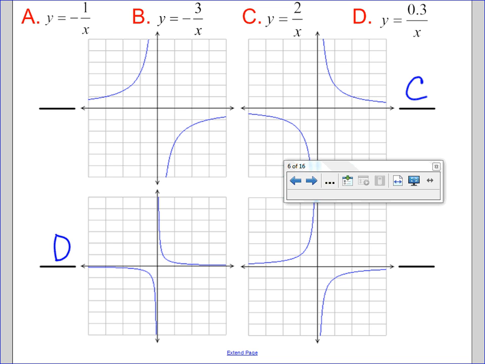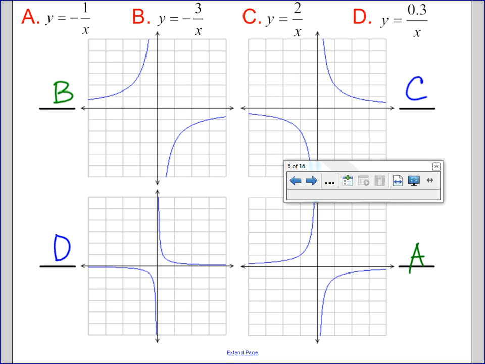There we go. Now we'll go ahead and do opposite orientation. Negative sign is going to flip from quadrant 1, 3 to quadrant 2, 4. So let's go with quadrant 2, 4. Taller, quadrant 2, 4 looks like B is the first one. And same steepness, but opposite orientation looks like A is the last one.